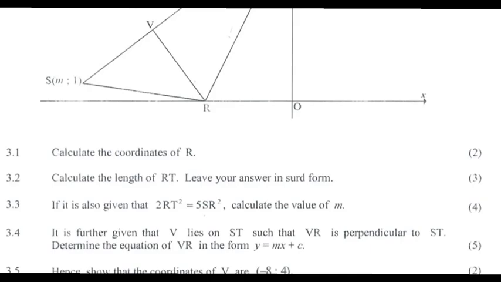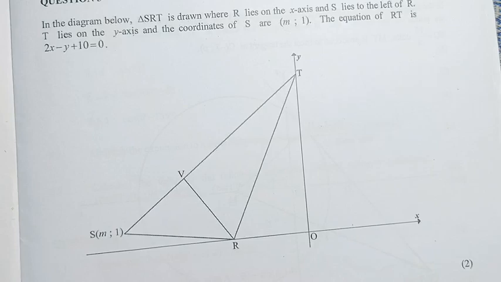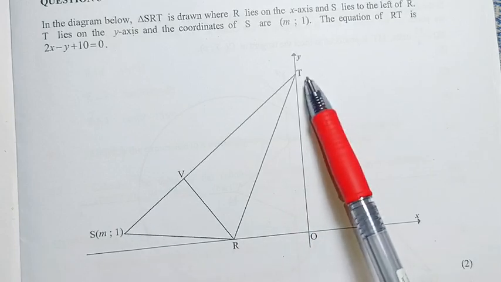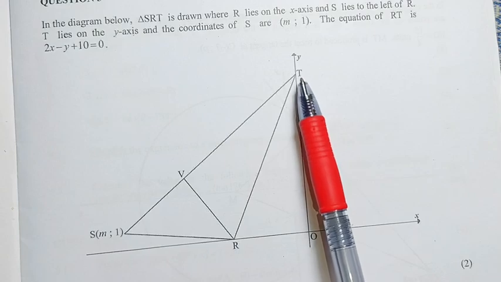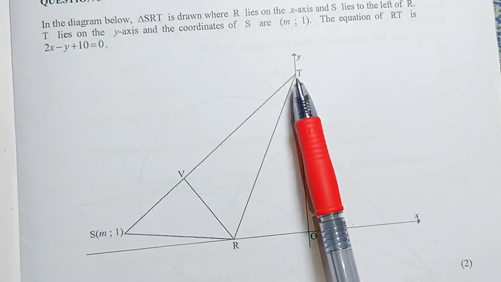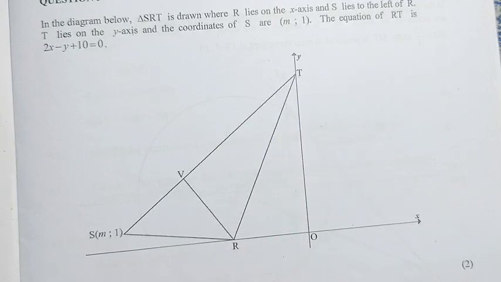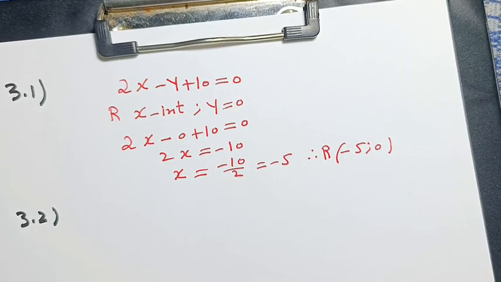3.2. Calculate the length of RT. Leave your answer in surd form, which means you must leave the answer in root form. We need to calculate the length of RT. We have the coordinates of R, but we don't have the coordinates of T. T is a y-intercept, and the y-intercept has x value equal to 0. So first we need to find the coordinates of T, and then we can find the length of RT.